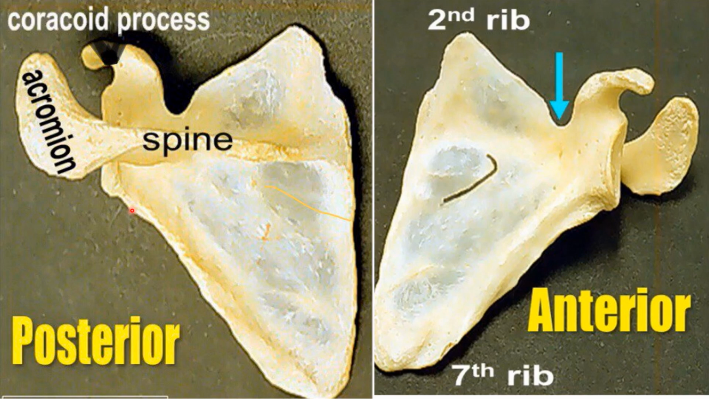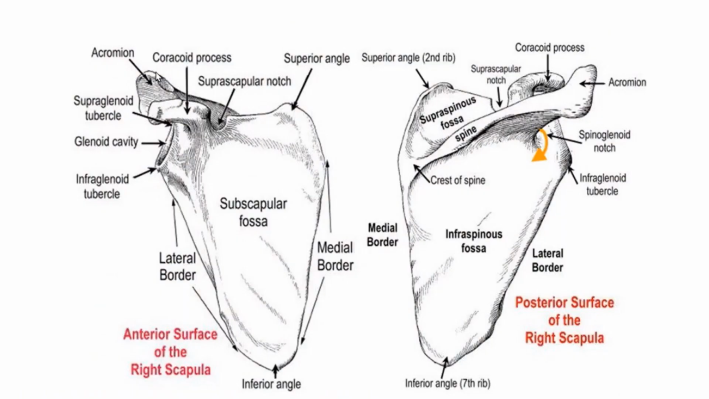Now this is the posterior surface, this is the spine, this is the acromion, this is the coracoid process. Superior angle, inferior angle, lateral angle. The superior angle is opposite the second rib, the inferior angle opposite the seventh rib, the lateral angle also called the head. This is the spine, the acromion, the coracoid process. This is the superior border, which has a notch called the suprascapular notch.